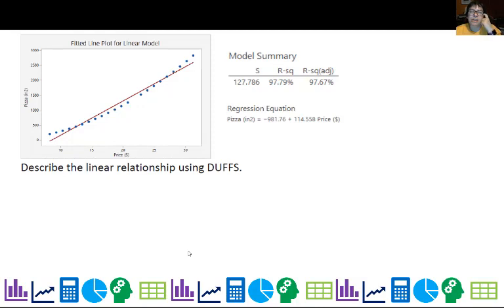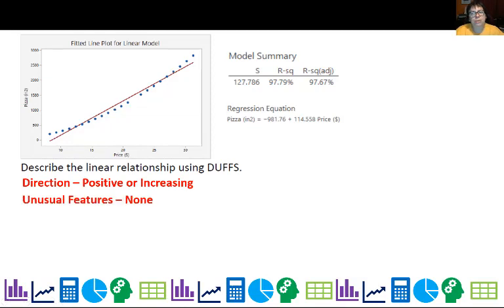And here is the model. In your notes, you have the actual data, but here's the regression. You can see the scatter plot and the line for the model. So how would we describe this relationship using DUFS? Well, the direction is positive or increasing. Unusual features, I would say none. Now, you could say, well, it's curved, but that's actually part of the form. It's curved upwards, definitely nonlinear.